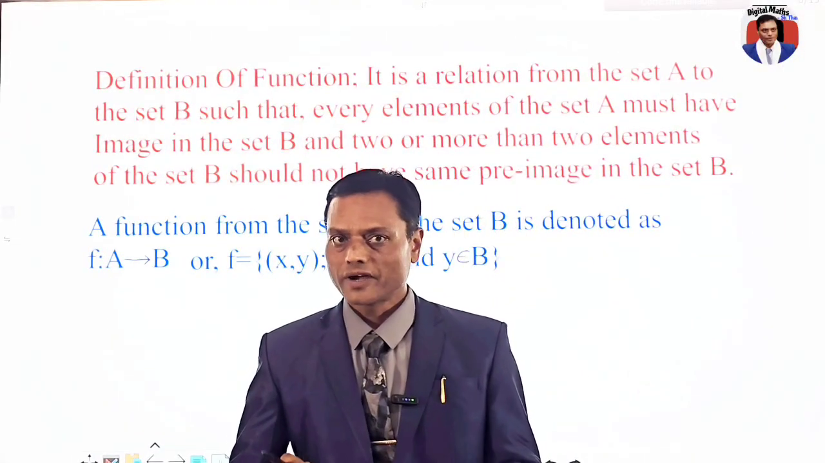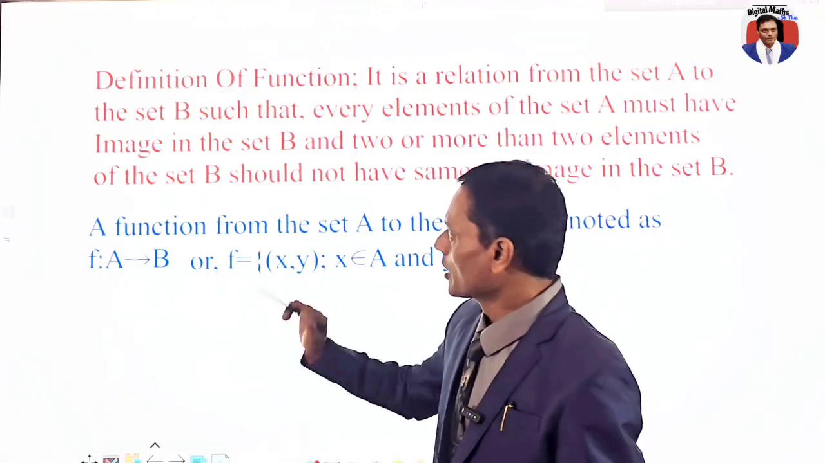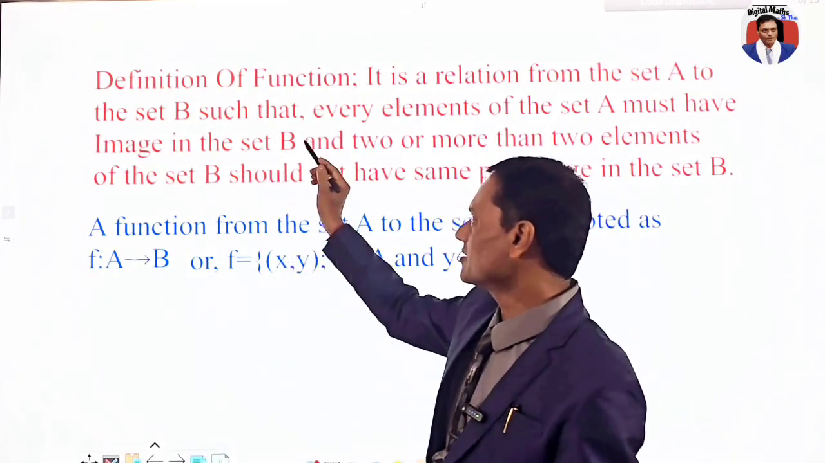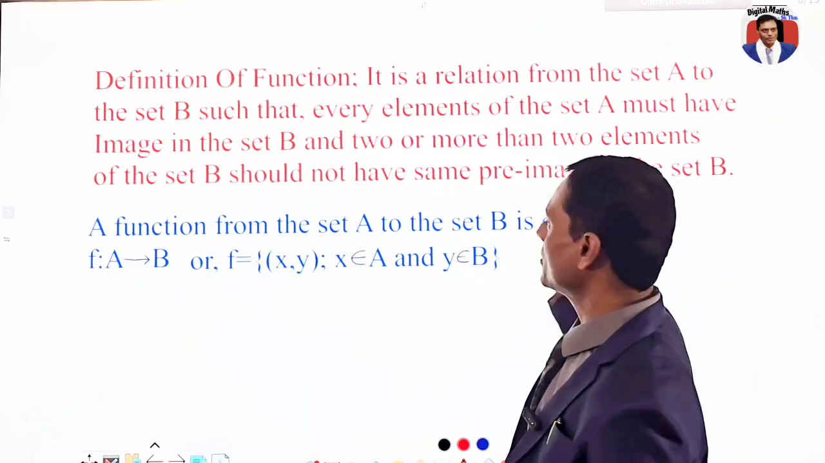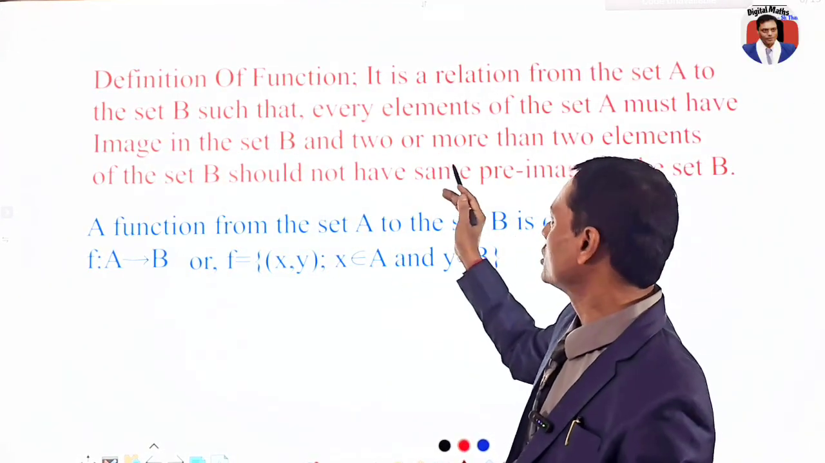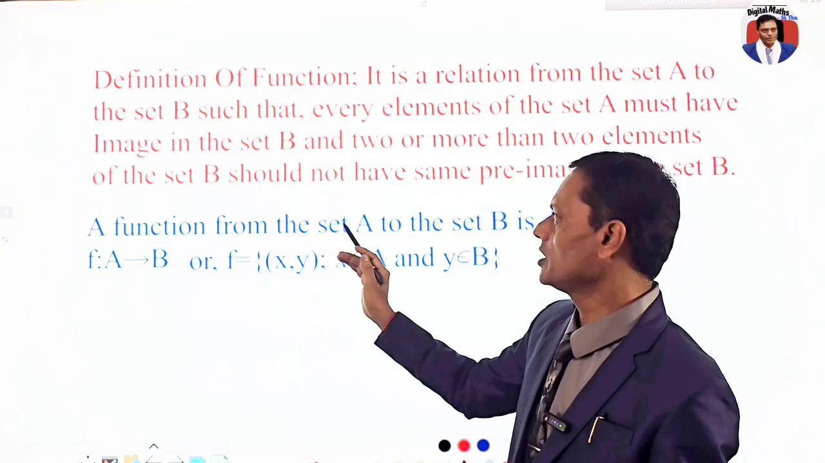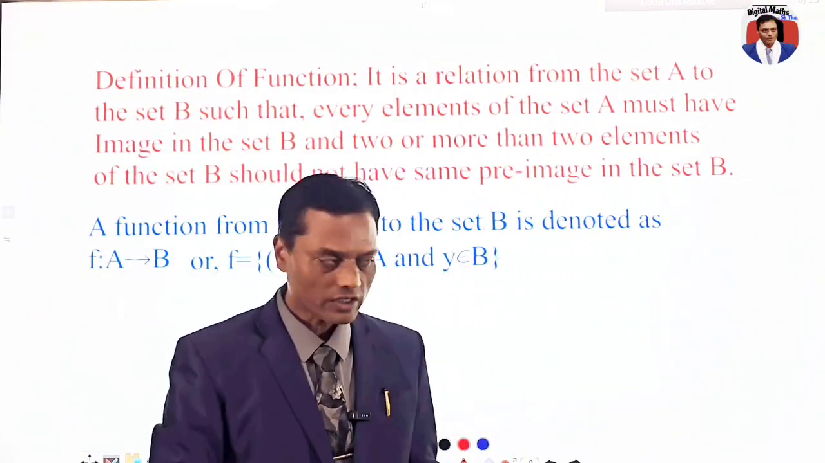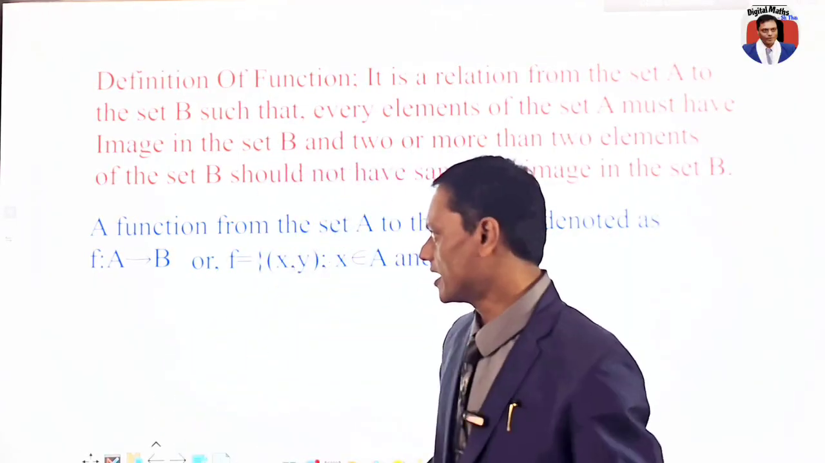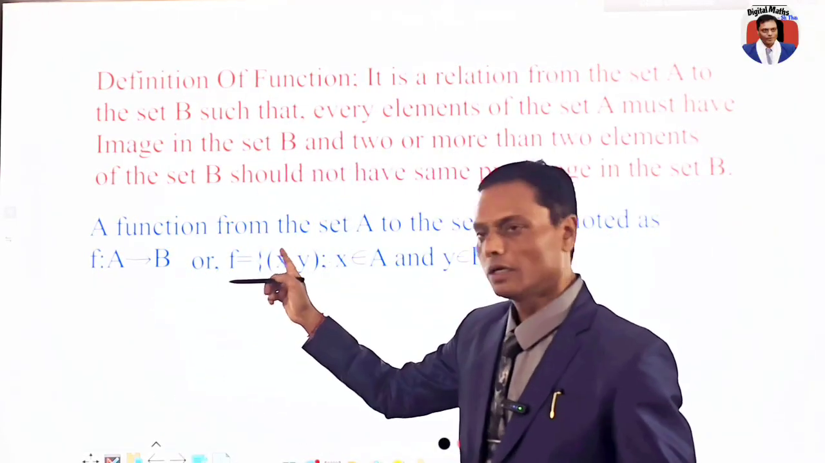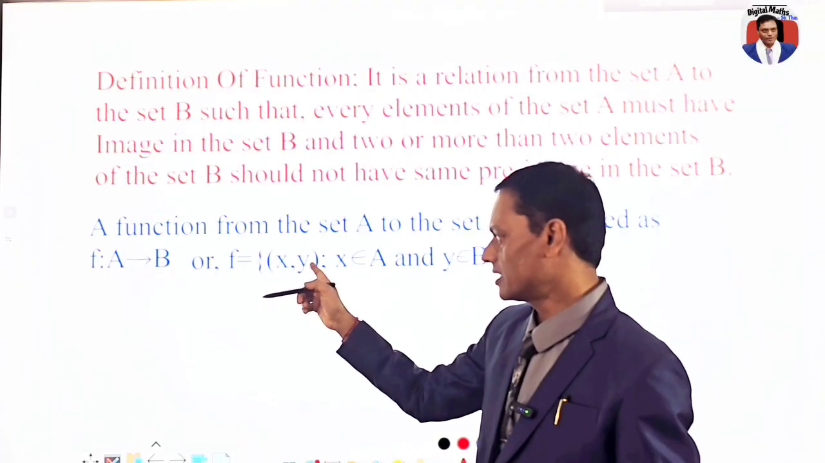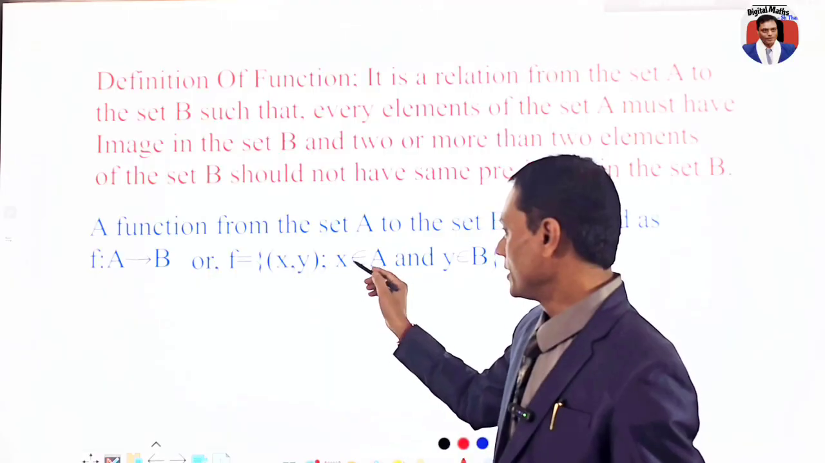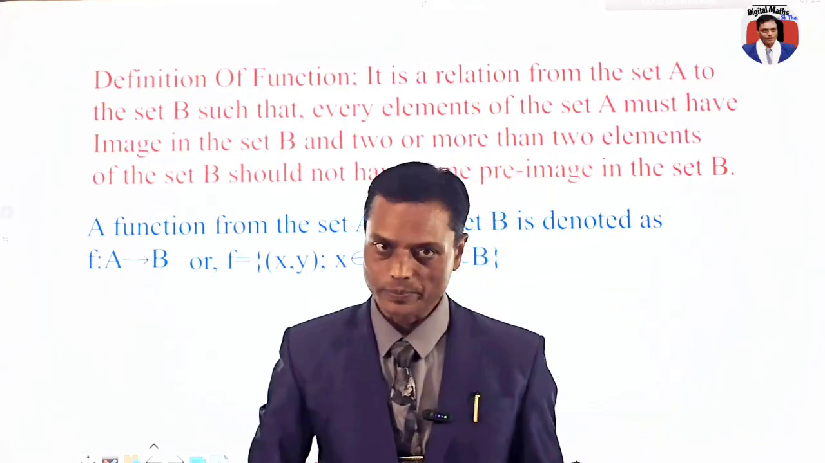Now we are going to define function accordingly. Definition of function: it's a relation from the set A to the set B such that every element of the set A must have an image in the set B, and 2 or more than 2 elements of the set B should not have the same pre-image in the set B. So this is the definition of the function, and we can represent the function like this, function from A to B, or in set builder form, (x, y), which represents the set of ordered pairs, where x belongs to A and y belongs to B.